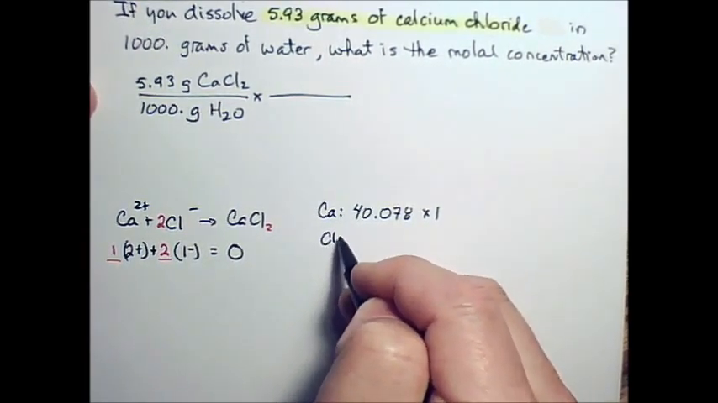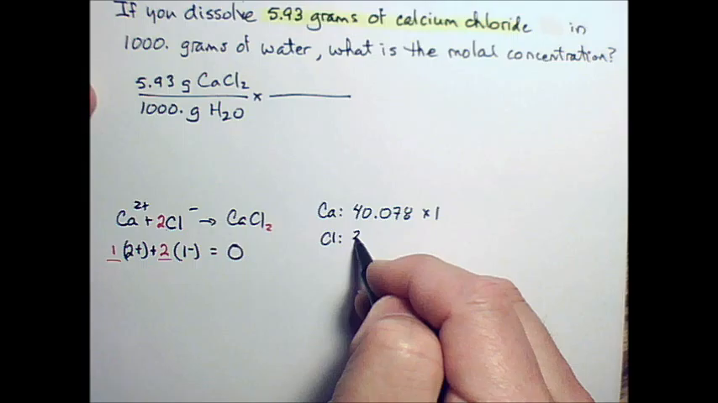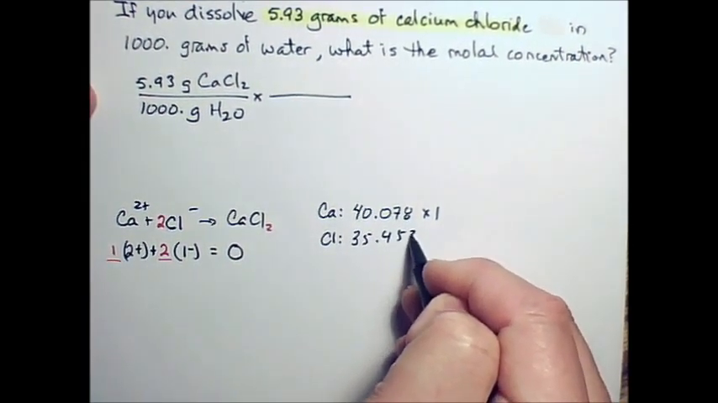And chlorine, which has an atomic mass of 35.453.